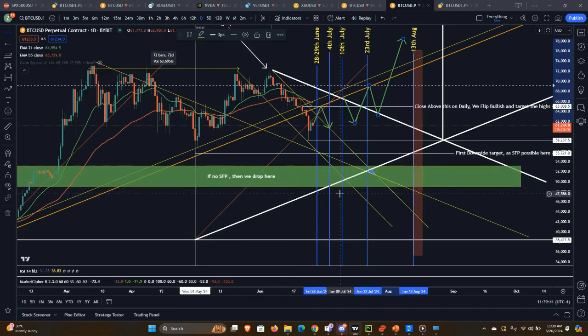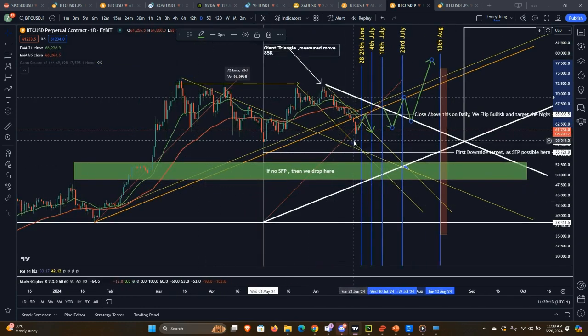I am overall still bullish, whether we come here or come here, or we tap this and then SFP this. Okay. Overall, I am looking for a nice move up in the later part of the year, maybe August or September time frame, and go towards new highs.